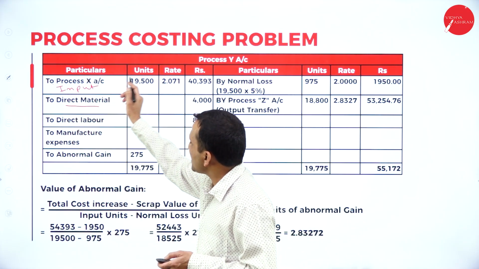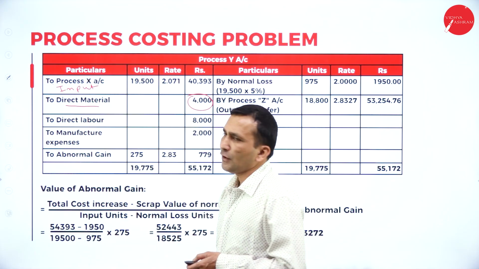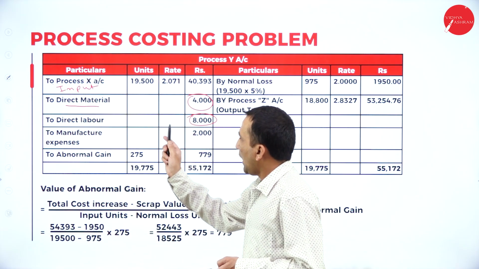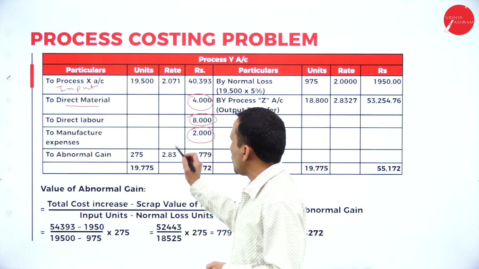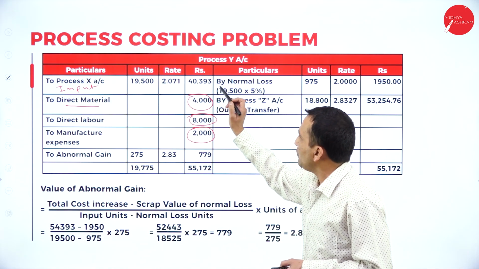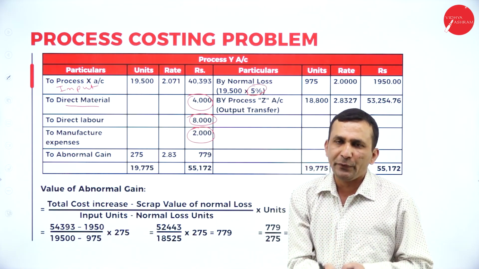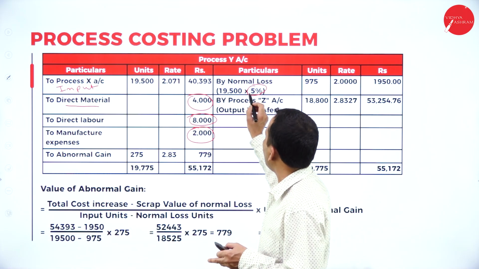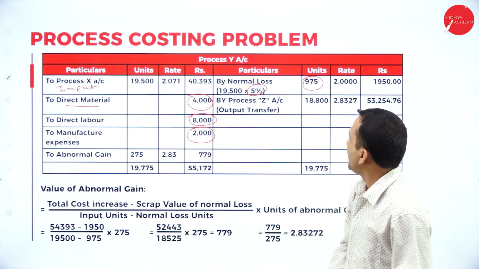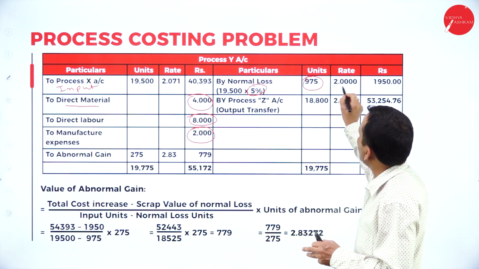So in process Y, the separate information: process Y direct material 4,000, direct labor 8,000 and manufacturing expense 2,000. Okay, so again we need to identify, first from this input, we need to calculate 5%, which is given in the question. 5% we need to calculate. Then we get 975 units as the normal loss units. Okay, at the recovery rate, the scrap value is also given in the question, 2.